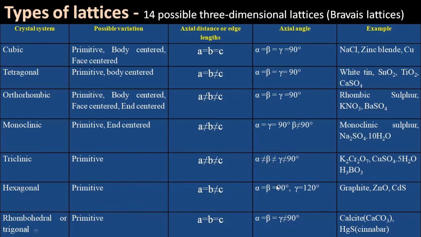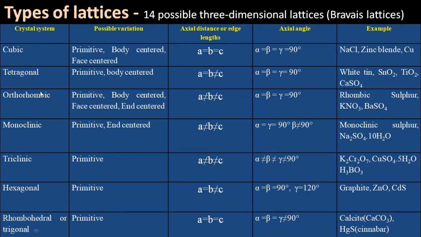And in the hexagonal, it is very easy because we know the hexagonal structure. So alpha and beta will be 90, but gamma will be 120 degree. The last one: all angles are equal, but they are not equal to 90 degree. So this is about the seven crystal systems.